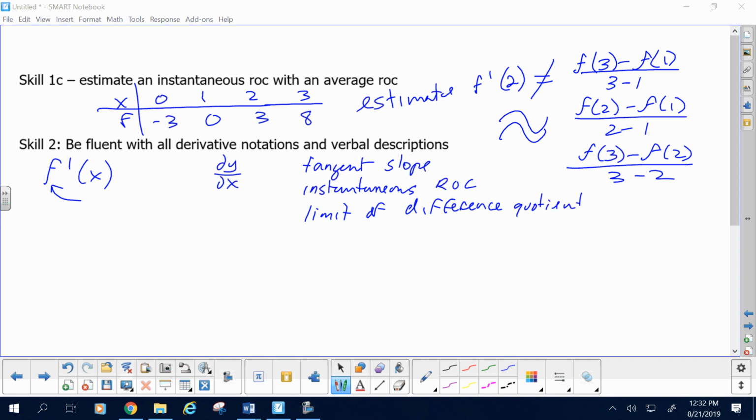If I say, find the limit of the difference quotient for the function square root of x, you're not going to come up to me and say, what do you mean? I'm going to say, you should pay attention. You need to know that means the derivative. Okay? All right.